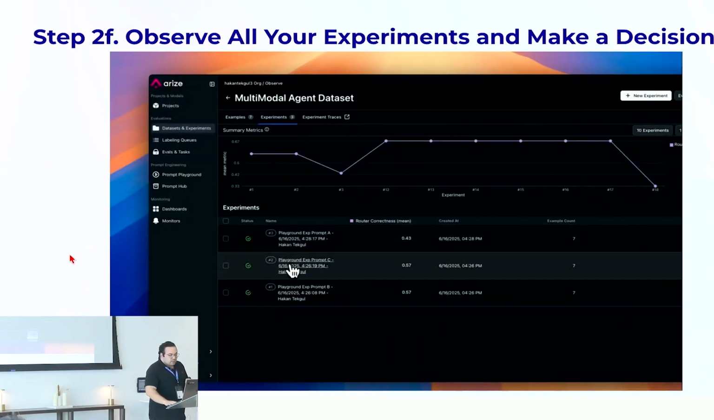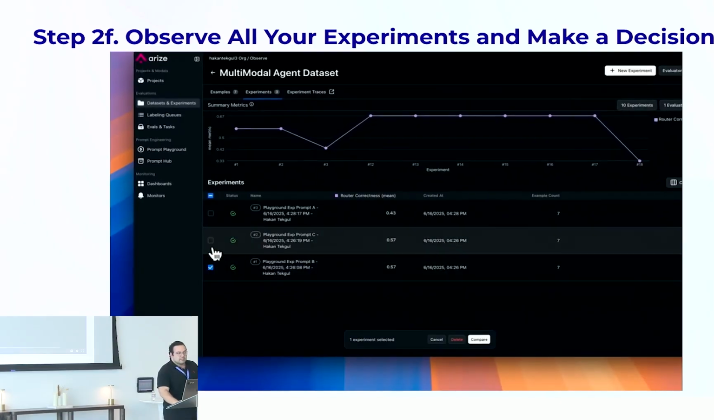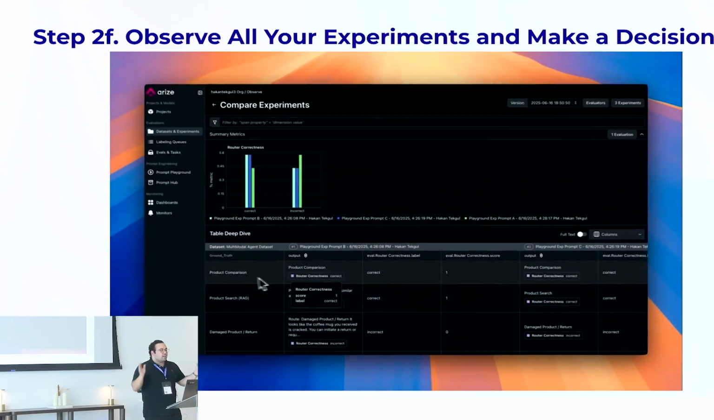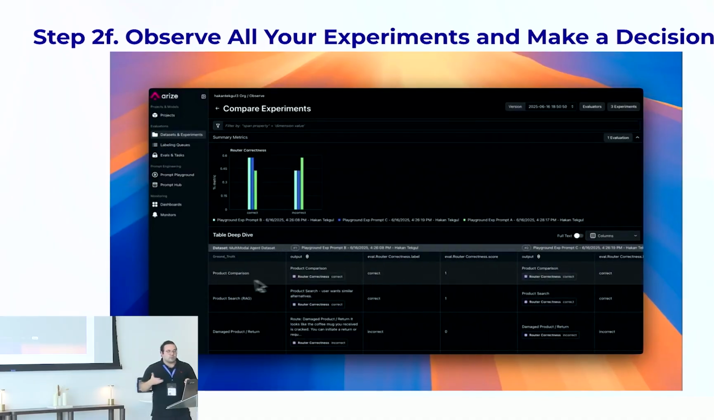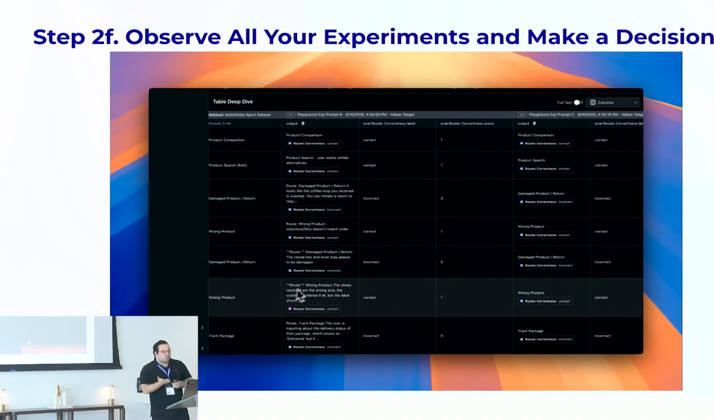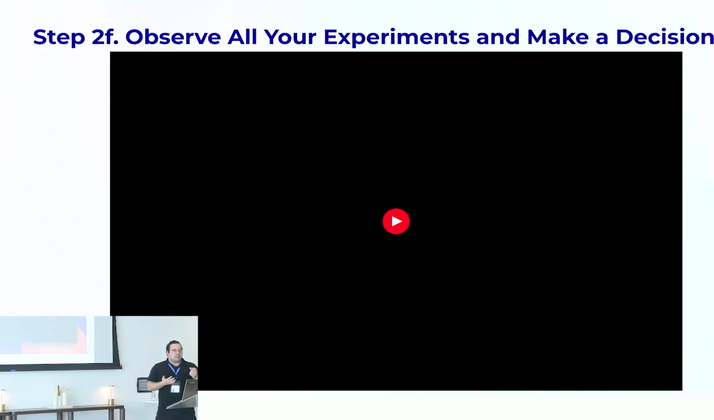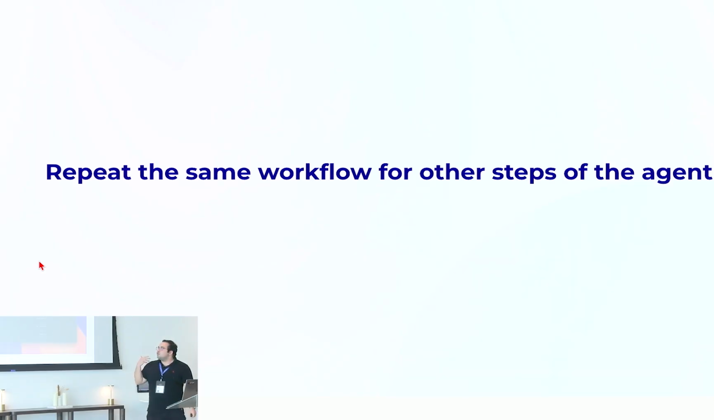After this point, I can observe all my experiments and make a decision. Now I try different prompts, I try different models, and everything that I run on the playground gets saved as an experiment. So I can do side-by-side comparison across all my experiments, and decide which one had the best correctness, which one had the best ground truth check, to make a very quick decision on which prompt to use, which model to use. Maybe you're trying some tool calls, which tool calls to use. So this gives you the ability to do that rapid prototyping with a multimodal agent using Arize.